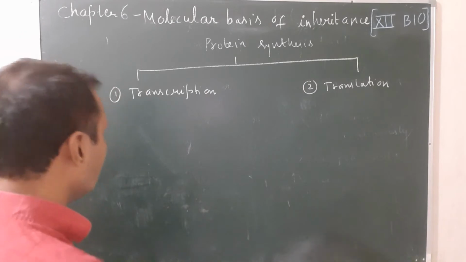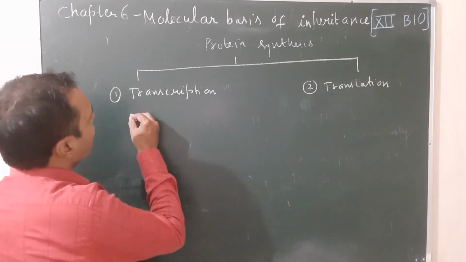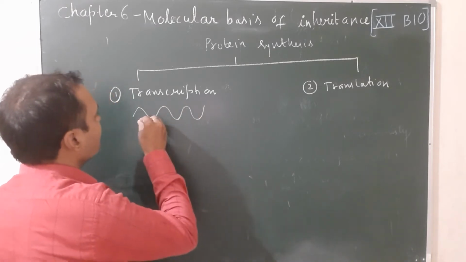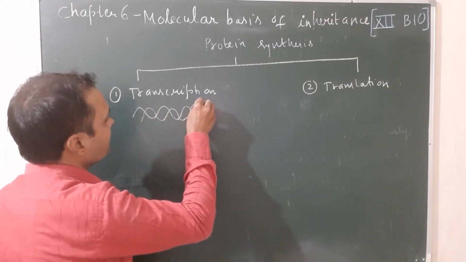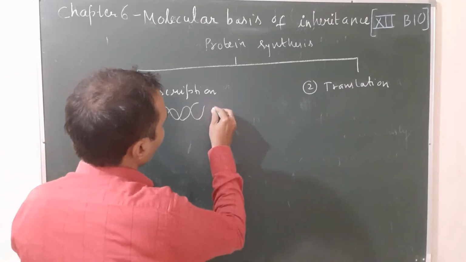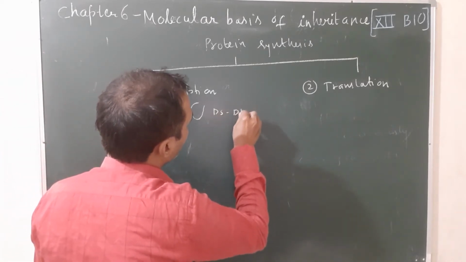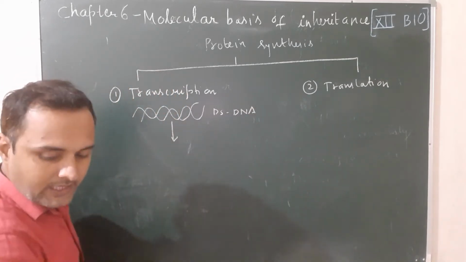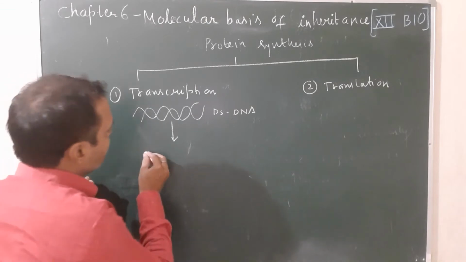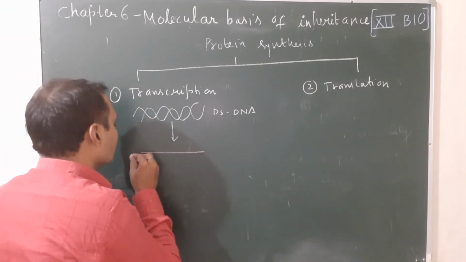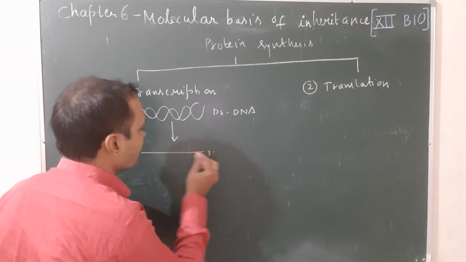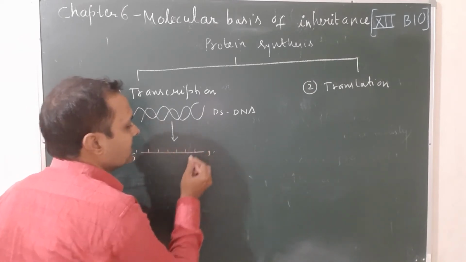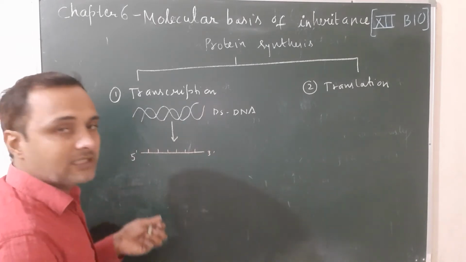So what is transcription? It is the first step of protein synthesis in which a single stranded RNA is produced from the double stranded DNA. Suppose that this is the double stranded DNA, dsDNA, where ds stands for double stranded. It gives rise to single stranded RNA having polarity 5 to 3. This process is known as transcription. The process of synthesis of RNA from double stranded DNA is known as transcription.